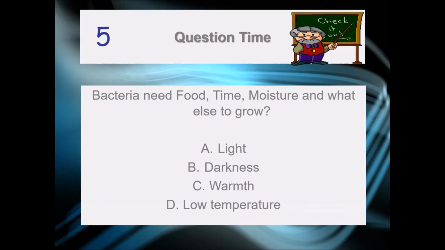Question 5. Bacteria need food, time, moisture, and what else to grow? A. Light, B. Darkness, C. Warmth, D. Low temperature.